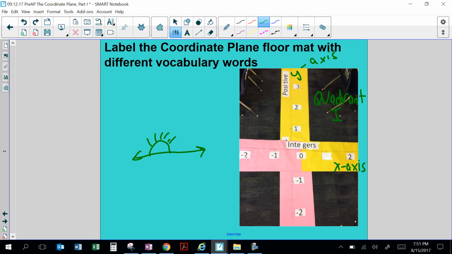Quadrant 1. This coordinate plane is divided into 4 quadrants. Think of quadrants as regions, 4 areas, 4 spaces. So this is quadrant 1, this is quadrant 2. We do write it with Roman numerals. So this is 1, this is 2, then this one must be quadrant 3. And last but not least, this is quadrant 4.